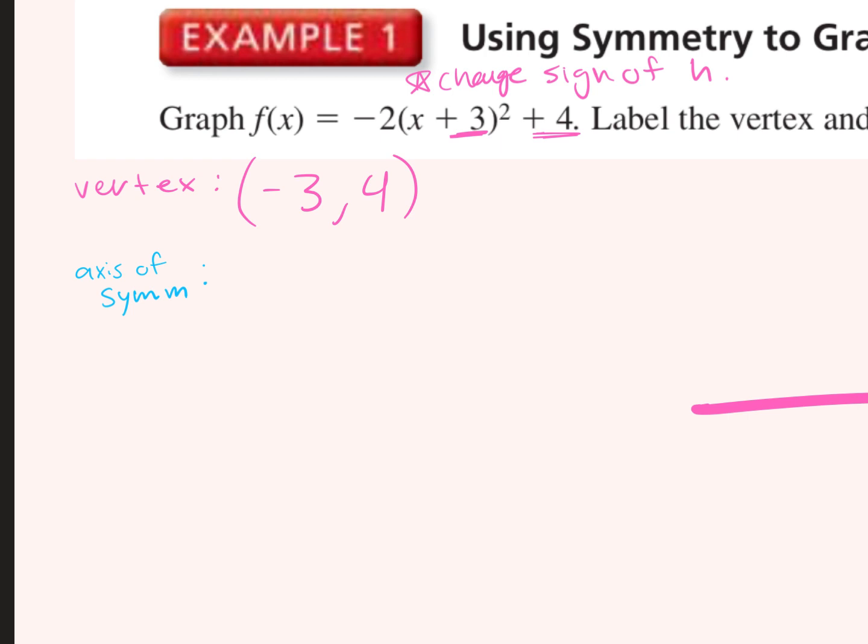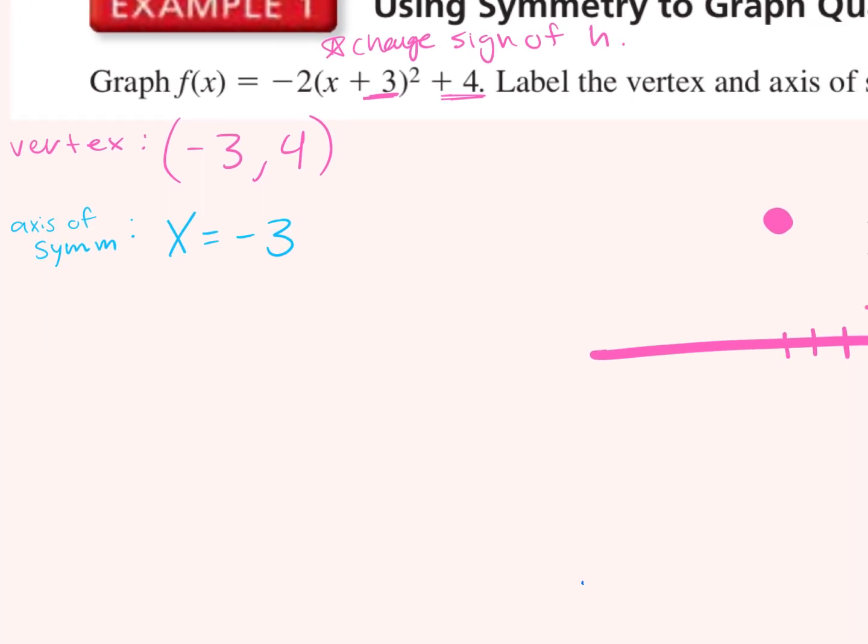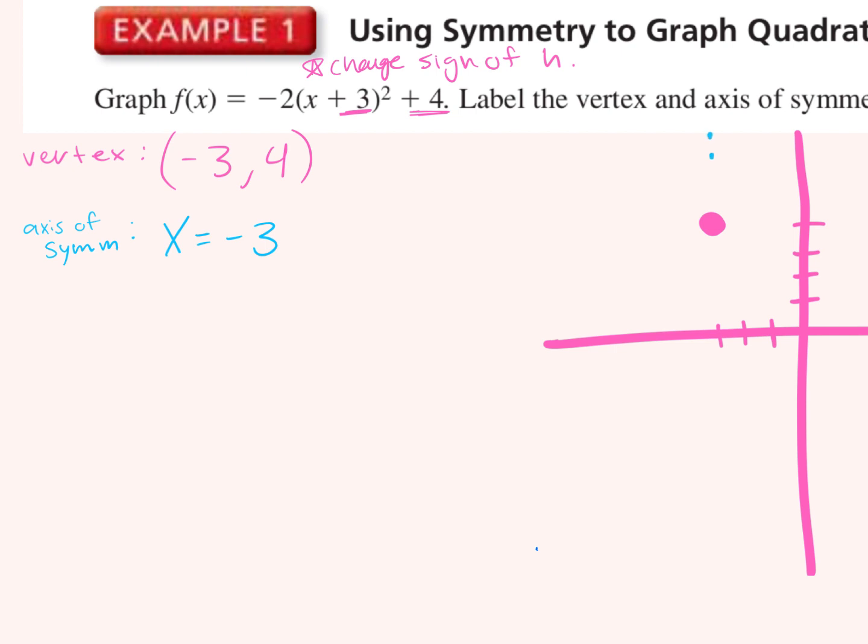What would our axis of symmetry be? Just -3? x equals -3. Don't forget the x equals, because it's a line. So you need the x equals there. Now our axis of symmetry is always a vertical line that goes right through our vertex. So our parabola is going to be symmetrical about the axis of symmetry. It's going to have the same picture on the left and on the right side.